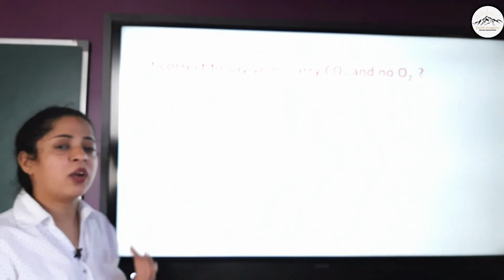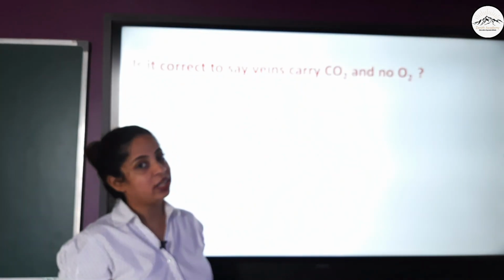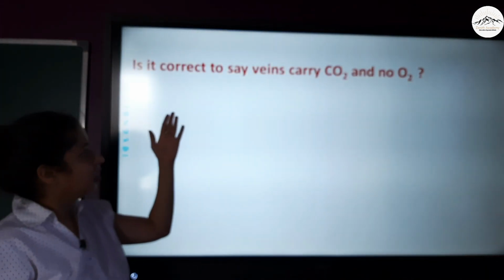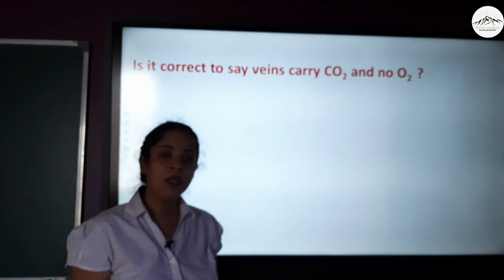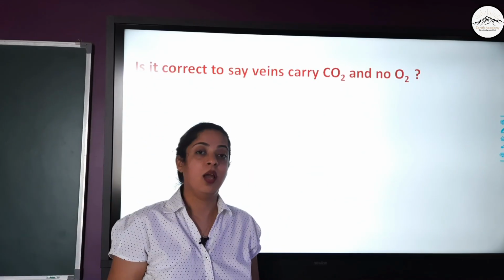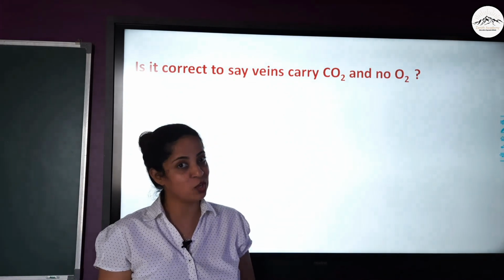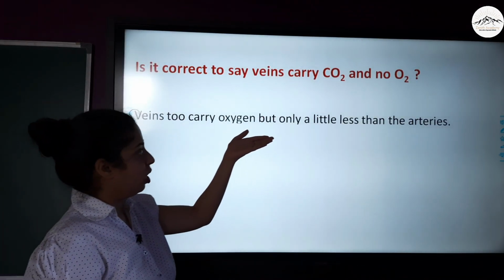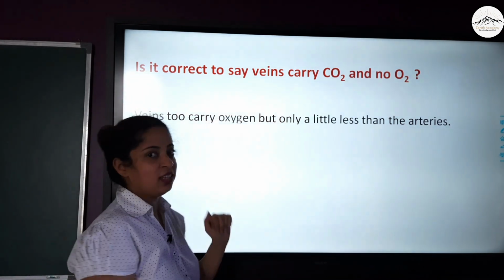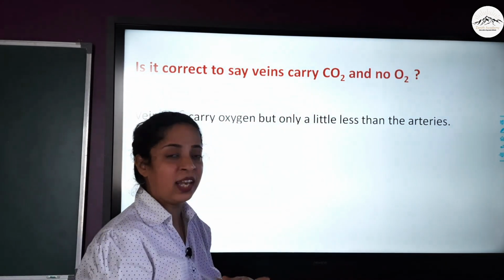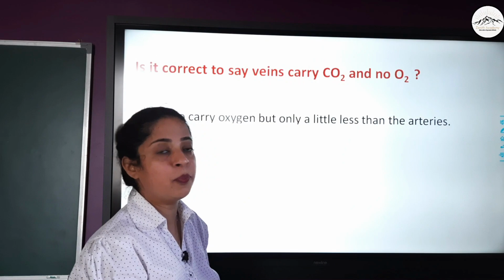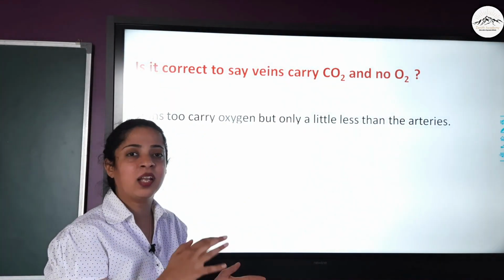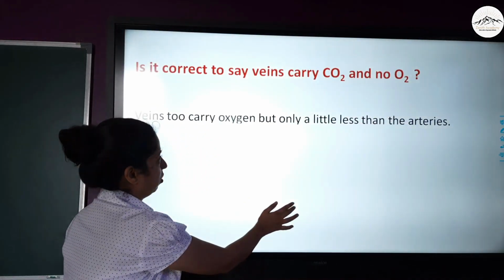Now children, a question arises in many of the young kids' minds: is it that veins carry only carbon dioxide and no oxygen? No, my dear children, veins also carry oxygen. So veins do carry oxygen, but only a little less than the arteries. If arteries are carrying around 97 to 99%, then veins must be carrying around 75% of oxygen.